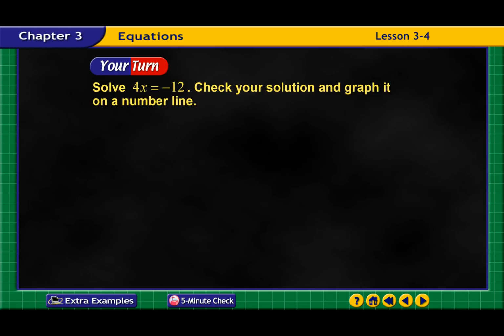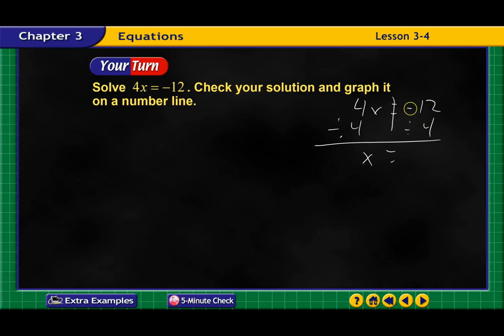All right, you try it. Pause it, give it a shot. All right, let's see if we can do this all on one page. So first we're going to do 4x equals -12. I'm going to divide both sides by 4, which gives me x by itself.